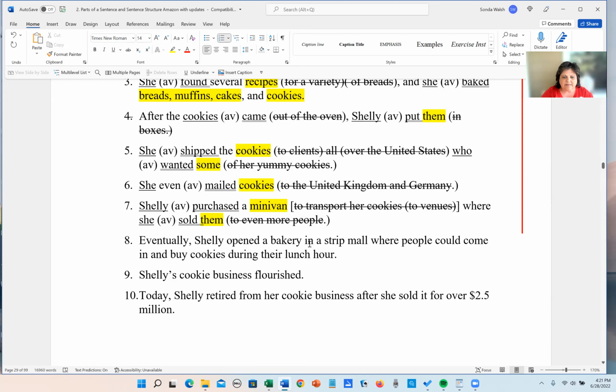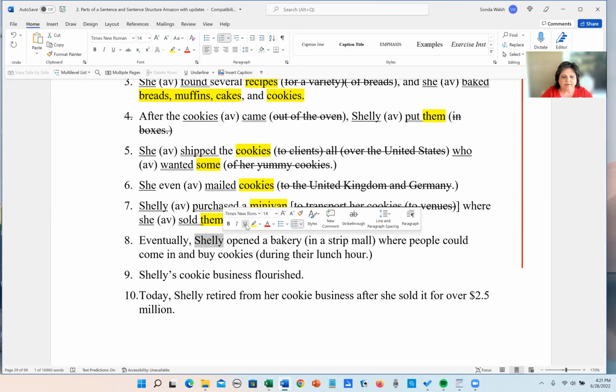Okay, number 8. In a strip mall is a prepositional phrase. All right, in is a preposition, but it doesn't have an object, so it tells where. So during their lunch hour is a prepositional phrase. Okay. Let's find our subjects. Shelley is our subject. And people is our subject.